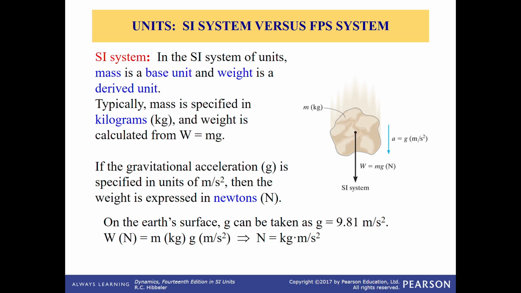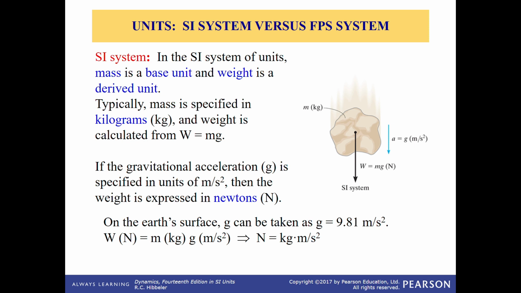Right, SI system versus FPS system. In the SI system of units, mass is a base unit and weight is a derived unit. Typically, mass is specified in kilograms, in short form kg, and weight is calculated from W equal to m multiplied with g.